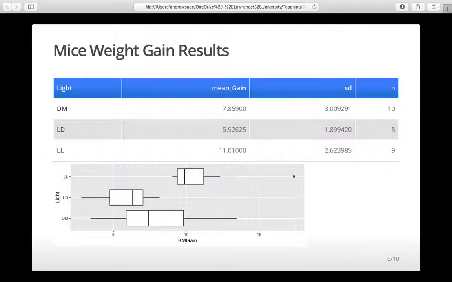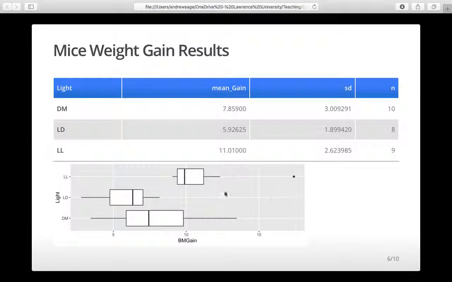In the table, we see the mean weight gain for the mice in each category. So for the mice that were kept in dim light, they gained about 7.86 grams over the 3 weeks in the study. The mice that were kept in the standard light-dark cycle gained about 5.9 grams, and the mice that were kept in light all the time gained an average of 11 grams. You can also see the standard deviation for each group and the number of mice in each setting, as well as a box plot that demonstrates these differences.